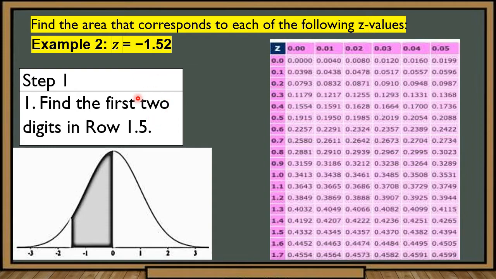and 5/10. We're going to find the first two digits in row 1 and 5/10. So makikita natin siya right here. So andito siya.